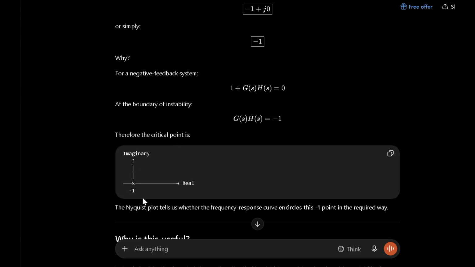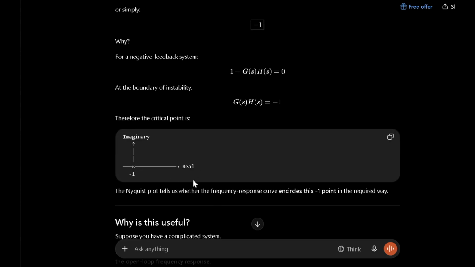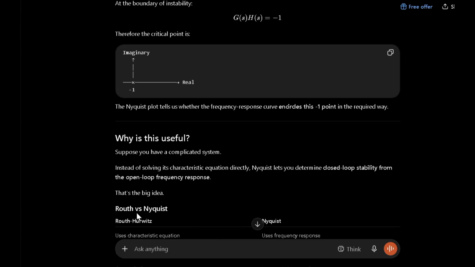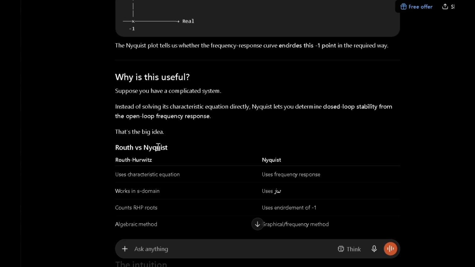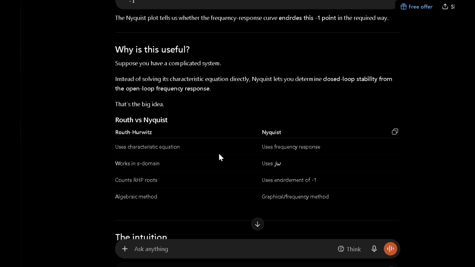On the imaginary and real axes, the Nyquist plot tells us whether the frequency response curve encircles this -1 point in the required way. This is useful when we have a complicated system. Instead of solving its characteristic equation directly, Nyquist lets us determine closed loop stability from the open loop frequency response. That's the big idea. Routh uses the characteristic equation and works in the s domain, an algebraic method, while Nyquist uses the frequency response and counts encirclements of -1, a graphical frequency method.